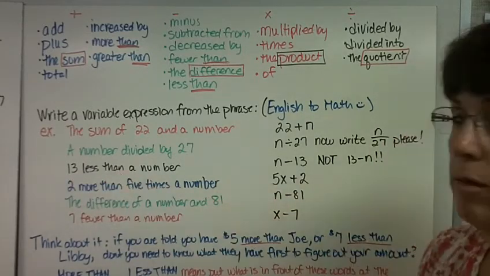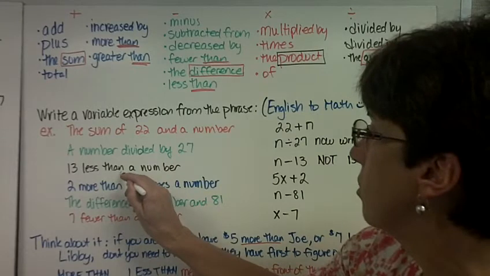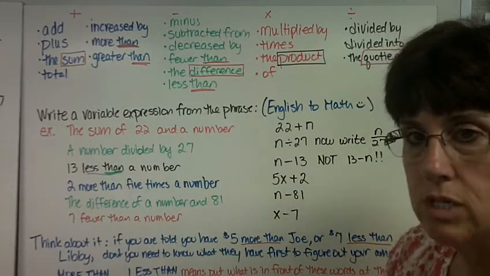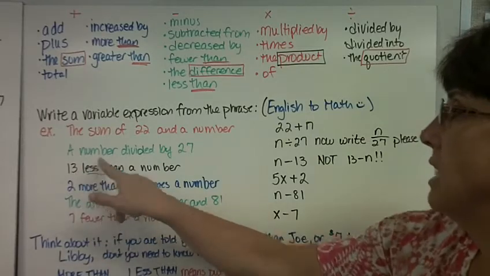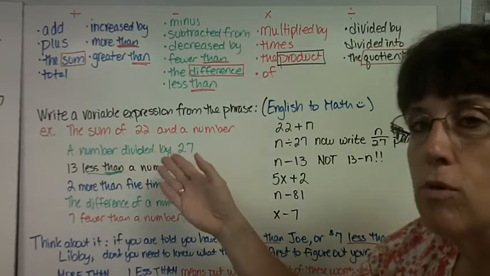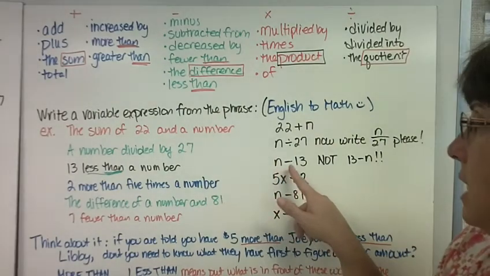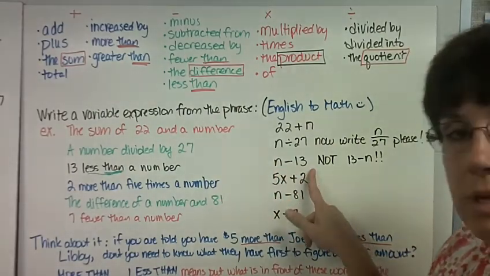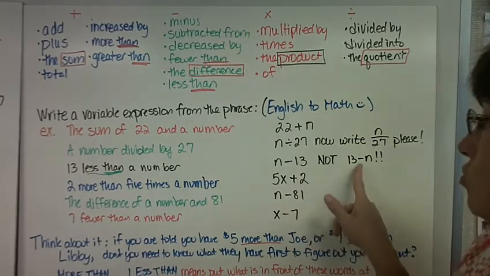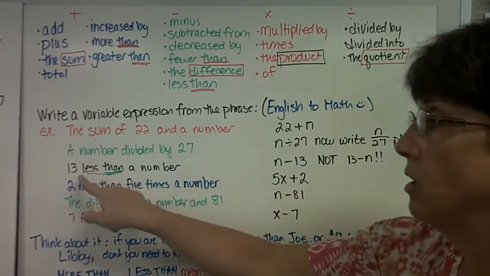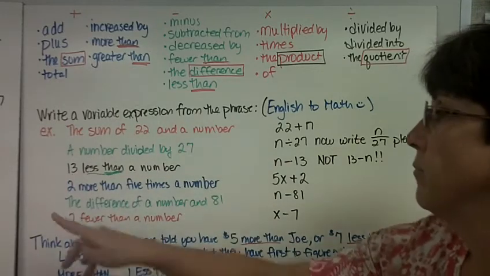13 less than a number. Aha! Here we have our special word, and it's less than. That means we're going to subtract. 13 less than a number means you have to have your number first before you can have 13 less than it. So we write n minus 13 because less than means subtract. Do not write it this way. That is wrong. You will get it wrong. Okay, you have to think a little bit. Oh, this means come at the end.